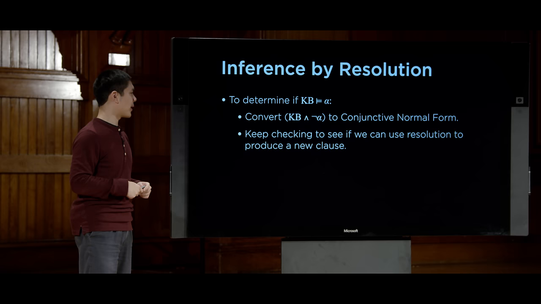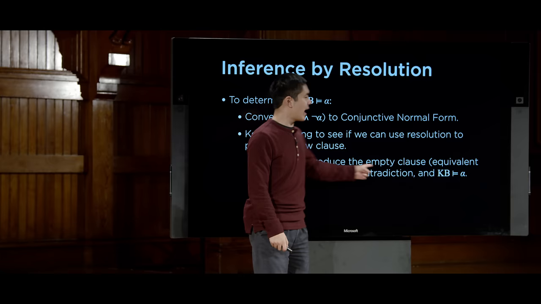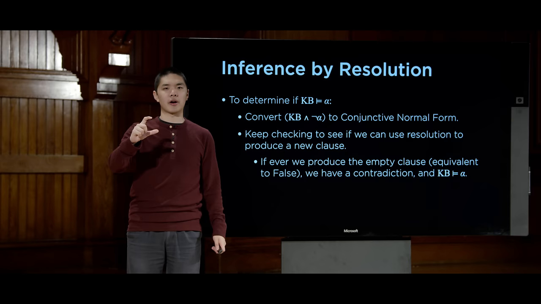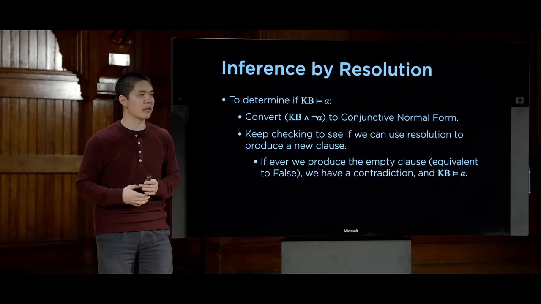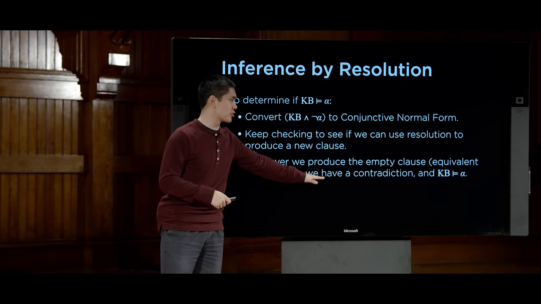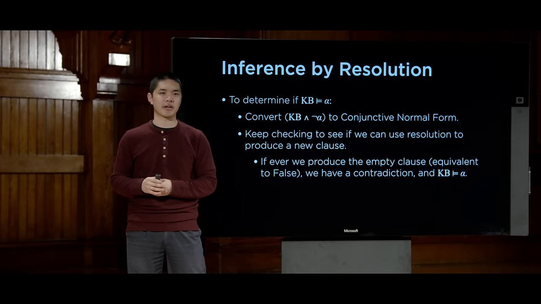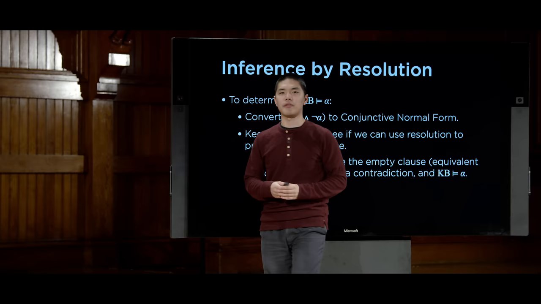Now, it just so may happen that eventually we may produce the empty clause, the clause we were talking about before. If I resolve p and not p together, that produces the empty clause. And the empty clause we know to be false, because we know that there's no way for both p and not p to be simultaneously true. So if ever we produce the empty clause, then we have a contradiction. And if we have a contradiction, that's exactly what we were trying to do in a proof by contradiction. If we have a contradiction, then we know that our knowledge base must entail this query alpha. We know that alpha must be true.